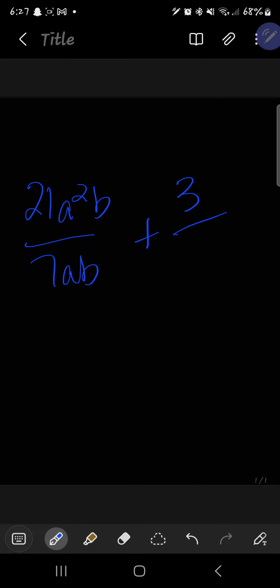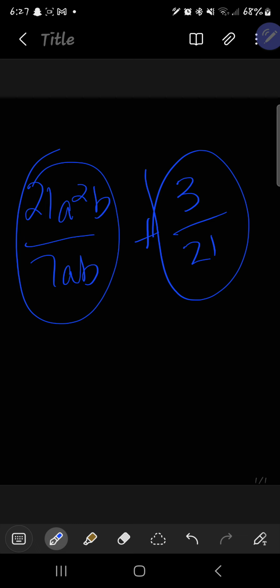So if I had 21a squared b over 7ab plus 3 over 21. The first thing that you have to do in this is reduce. Reduce this one, reduce this one. But you cannot cross this plus sign when you're reducing. So I can't say 21 and 21, that cancels. I can't do that because this is a plus sign. If it was a minus sign, I would not be able to do that. But if it was an equal sign, then I could.